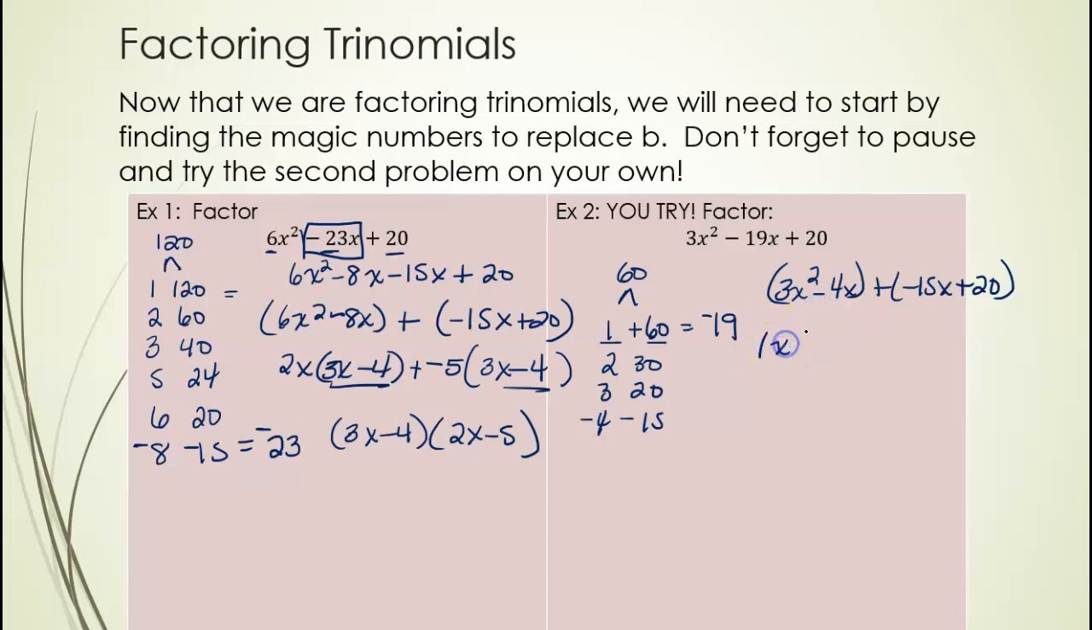3 and 4 aren't divisible by anything but 1. X squared and x are both divisible by x, so that becomes 3x minus 4. For this one, I'm going to go ahead and take out a -5, so that becomes 3x minus 4 as well. The two sets of parentheses match, so you should have gotten 3x minus 4 times x minus 5.